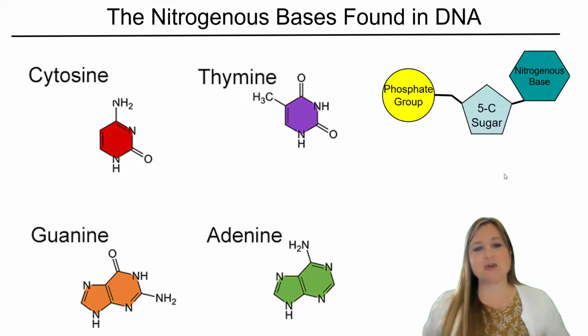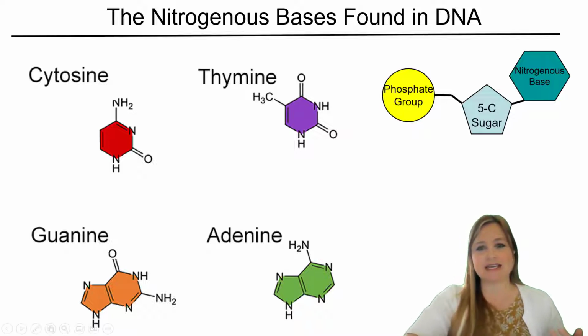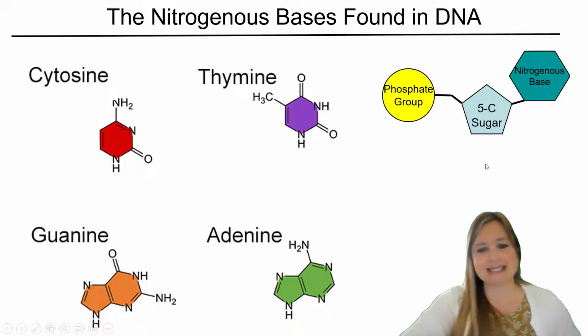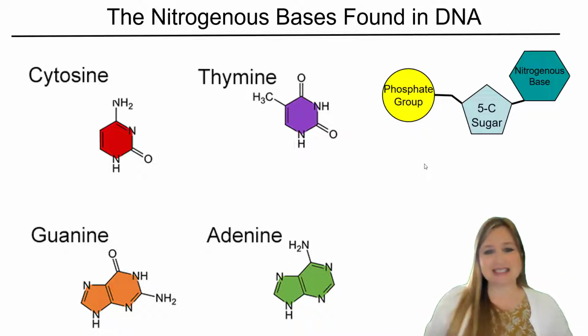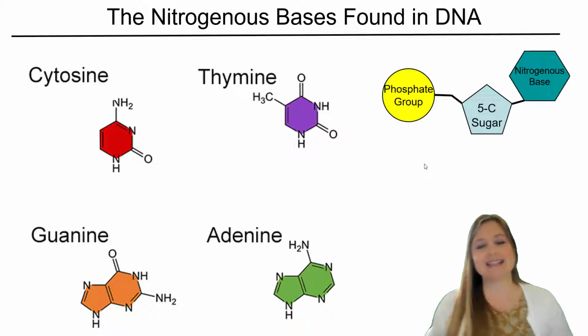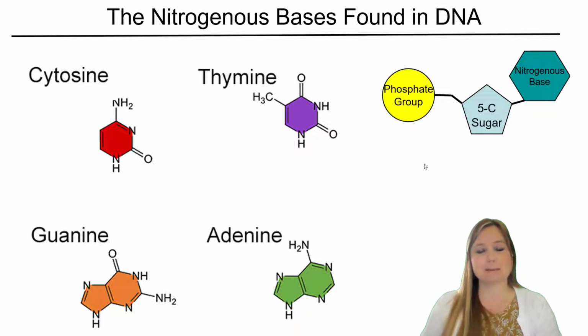Now, we talked about how there are four different nitrogenous bases found in DNA. Again, here's our nucleotide cartoon over on the right, and we're talking about the base, the part all the way on the right of this drawing. There are four different types of nitrogenous bases that can be found in DNA. And maybe you've heard of them: cytosine, thymine, guanine, and adenine. These are the different bases that are found in DNA nucleotides.